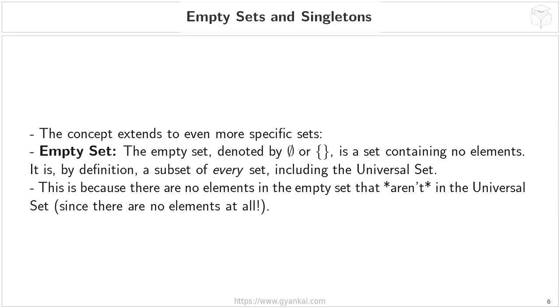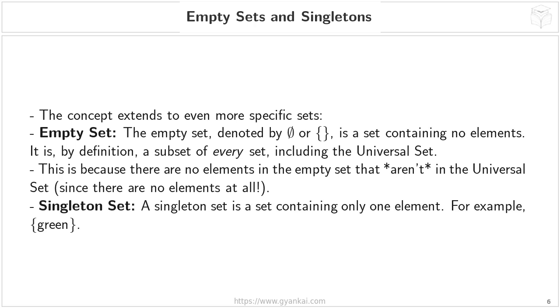Think about it this way. If a set has absolutely nothing in it, there's no way it can have an element that isn't in another set, right? Since there are no elements to check, it automatically satisfies the condition of being a subset. It's a bit of a logical trick, but it's fundamental to set theory.